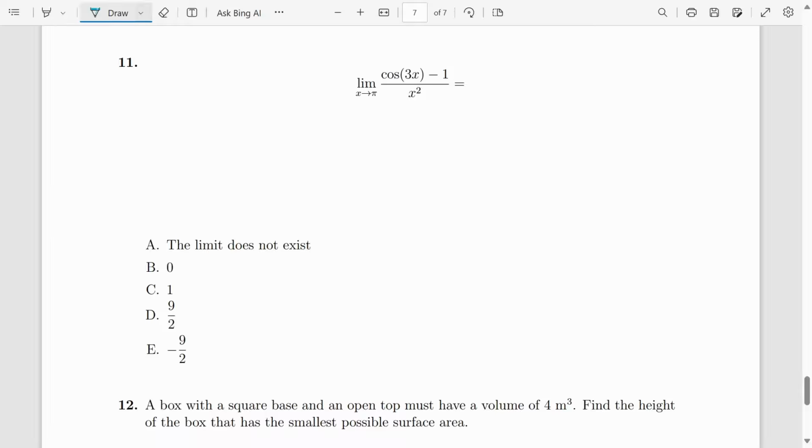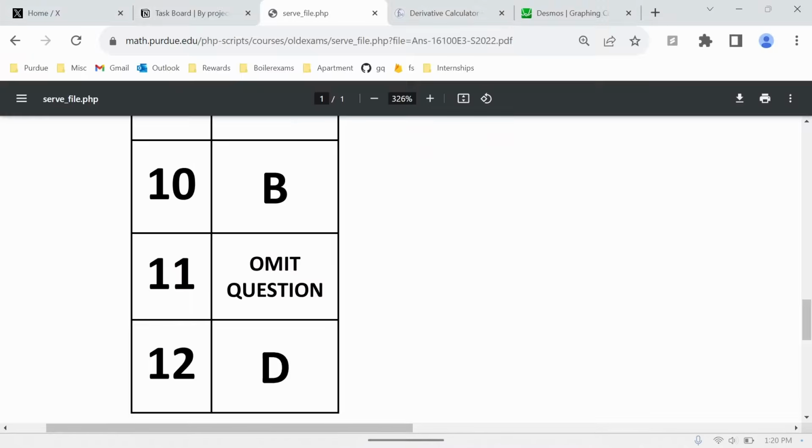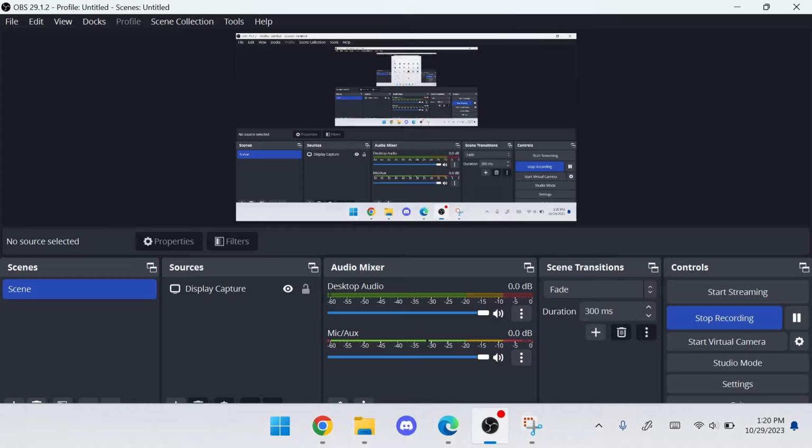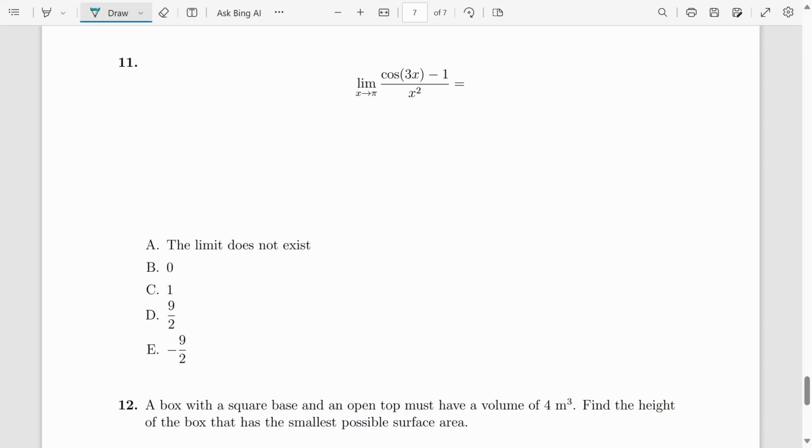Question 11. For some reason on this question, they just have omit question on the answer choices. And I think the reason for that is that this problem is very easy because you can just plug in pi for this limit and it won't be dividing by 0 or anything. You've got an actual answer, but that answer is not among these 5 answer choices. So I still want to do this problem, and I think what they meant to do here is they meant to have a minus pi squared on the bottom.